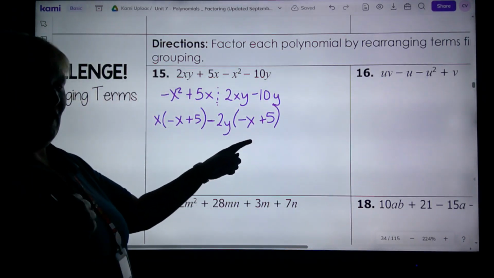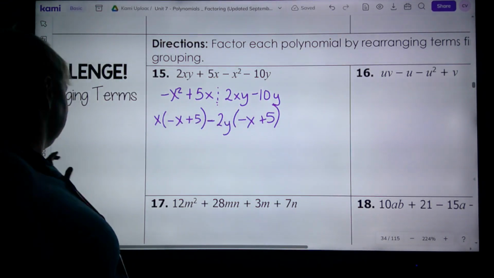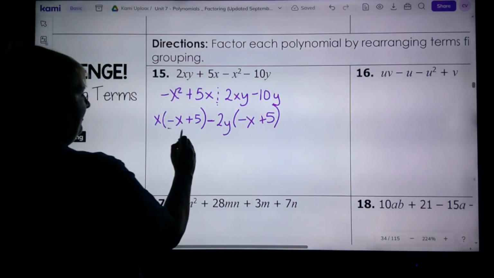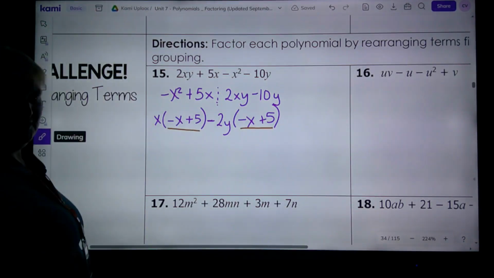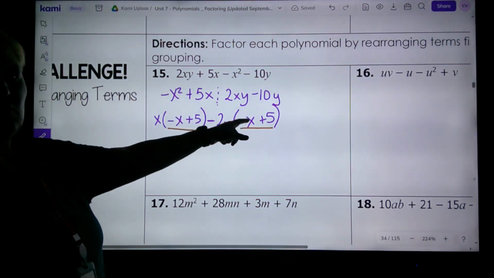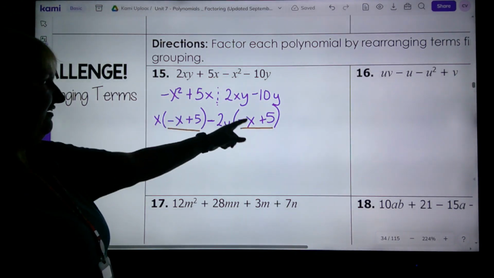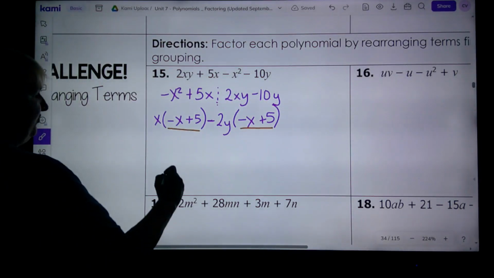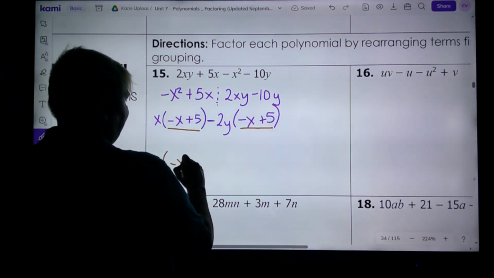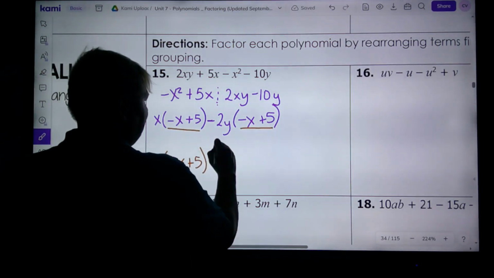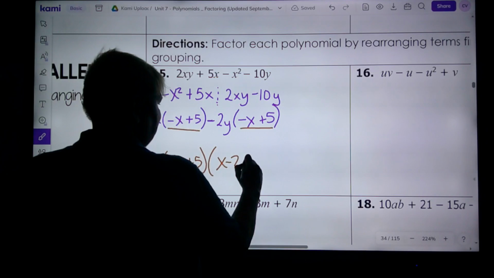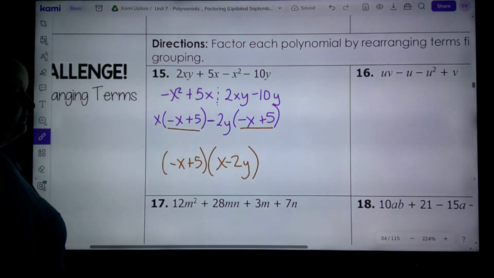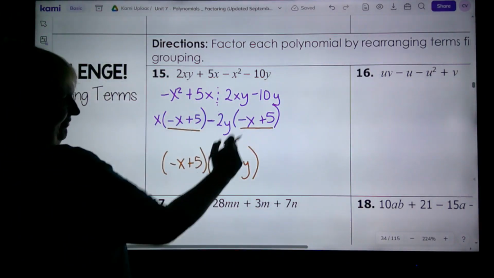We have to figure out what makes this happen. This is our goal. Right here. Matching binomials. This is the goal. Because then if they have matching binomials, you can factor that out. Right? So we can factor that out and then just put what's left in the other parentheses. We need to figure out how to make this happen.